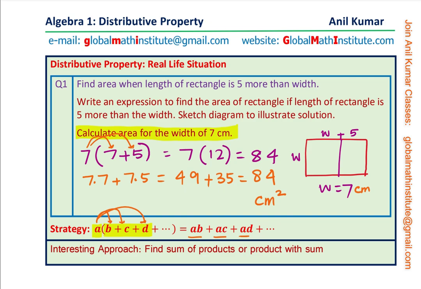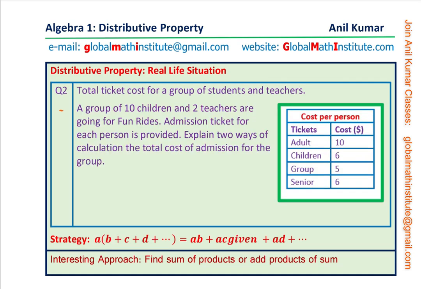Now let's just connect this concept with many other examples. So here is one practical application, right? Everyday life, we are going for some parties, picnics, right? And for recreation. So here is a situation. A group of 10 children and 2 teachers are going for fun rides. Admission tickets for each person is provided. Explain 2 ways of calculating the total cost of admission for the group.